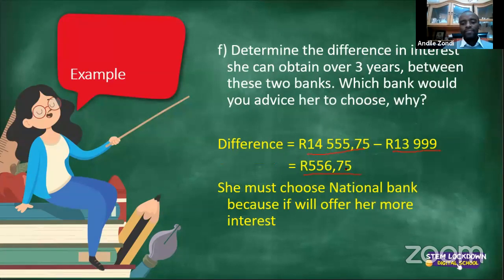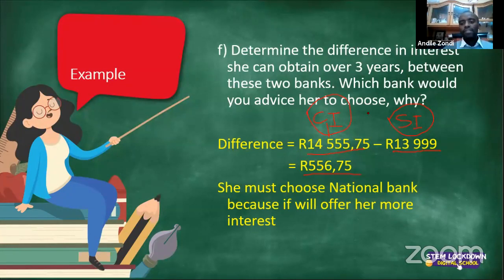556.75. So you can see that the second bank, which offered you compound interest, accumulated more money than the bank that offered you simple interest. After 3 years, you actually have 556.75 more money if you've invested with the option that gives you compound interest compared to the option that gives you simple interest.